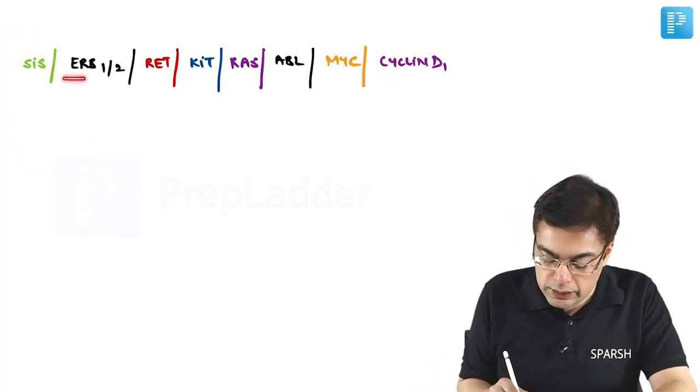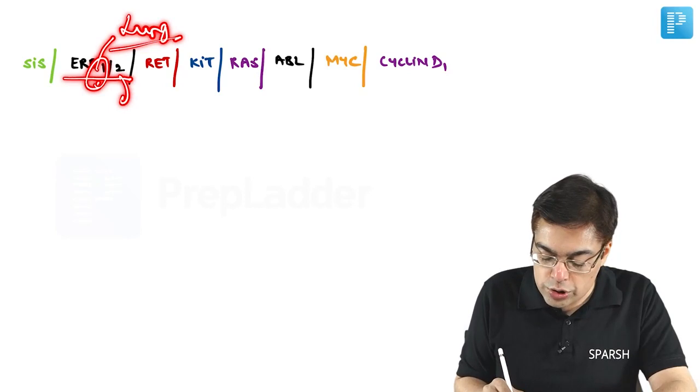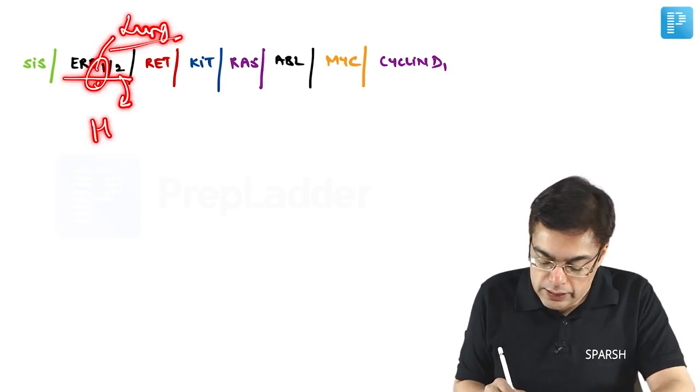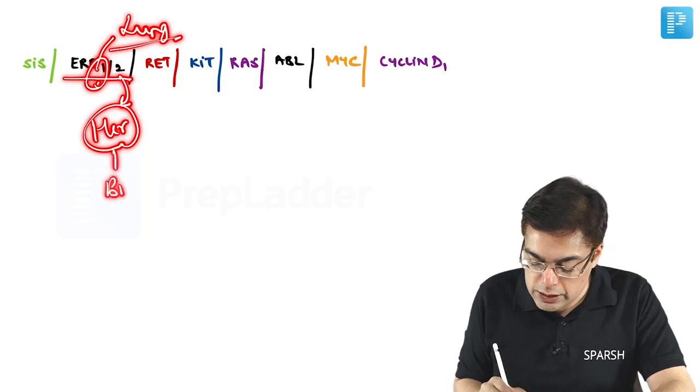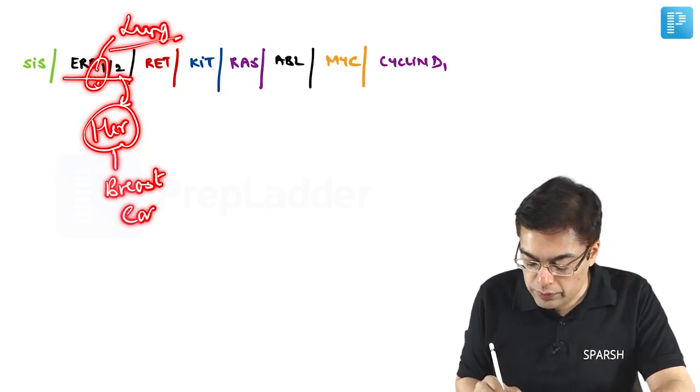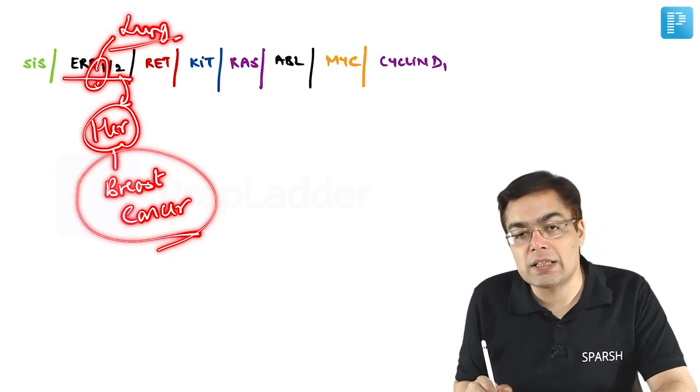When we are talking about the second one, this is the ERB1 and 2 gene. The ERB1 gene is the one associated with development of lung cancer. The ERB2 gene, the second name for that is the HER2 receptor, and therefore it is easy for you to understand and recall. This is the one associated with development of breast cancer.